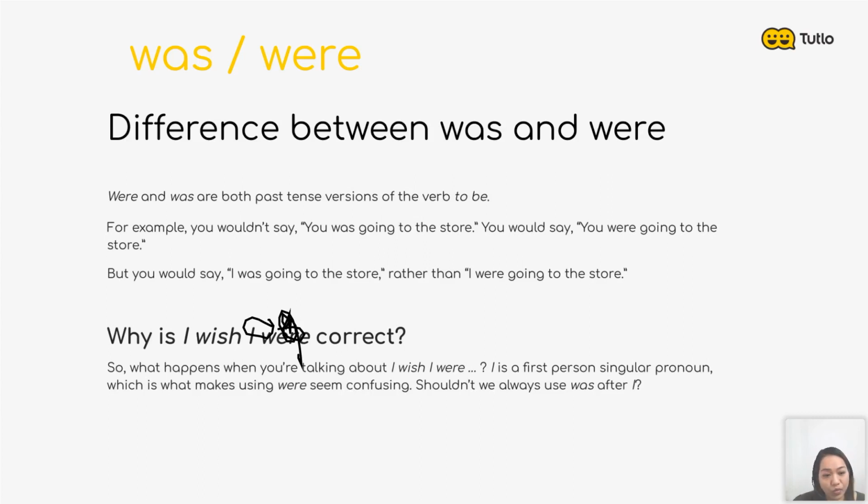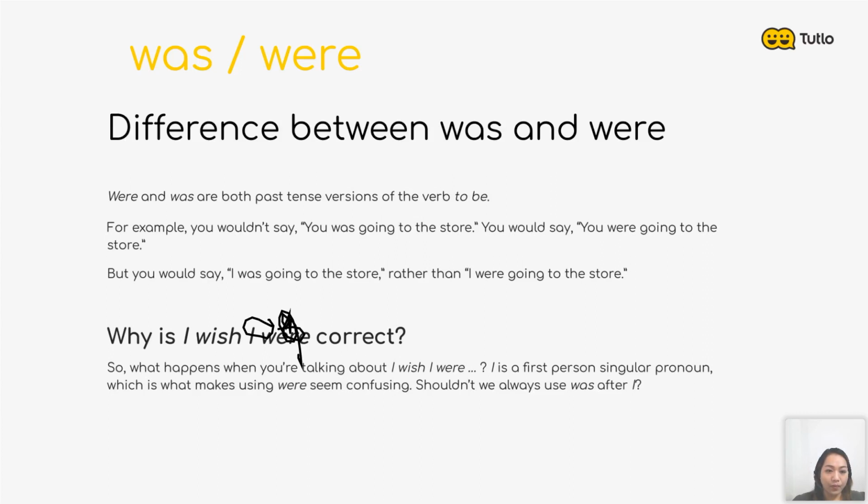Now, okay, Marian, why is I wish I were correct? What happens when you're talking about I wish I were is a first person singular, which is what makes using were seem confusing. Shouldn't we always use was after I? No, like I said earlier, it is the preference of grammar experts because you're talking about something that hasn't actually occurred. If you want to get a little bit more formal about it, we use the past indicative for ordinary objective statements. Like I said, for hypothetical or imaginary statements or questions, were is always correct in the past subjunctive. That's the explanation why we use were when it comes to I wish I blank.